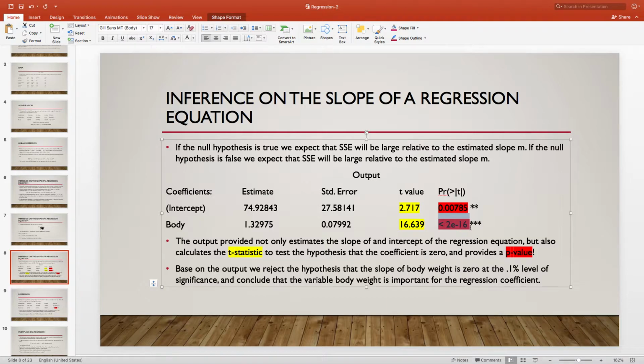So one conclusion is that the output provided not only estimates the slope, but it also calculates the t-statistics and provides for you a p-value. Okay, and that body weight definitely should be included in a regression equation between brain size and body weight.